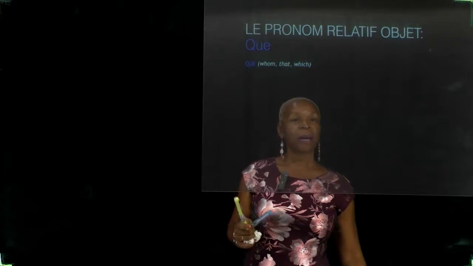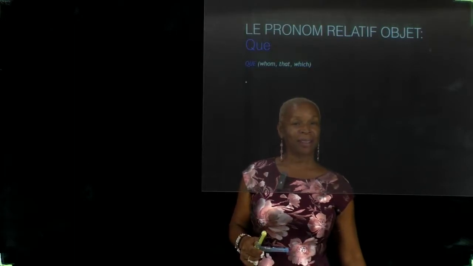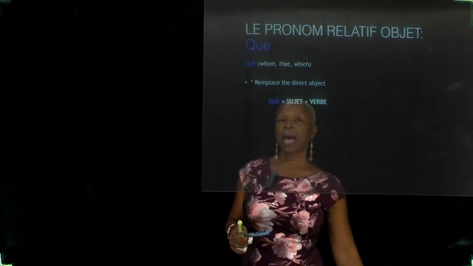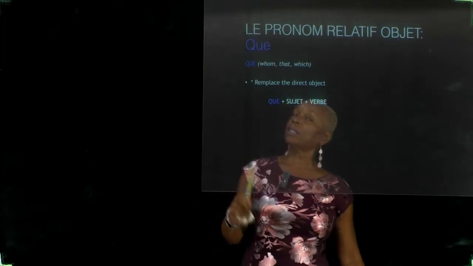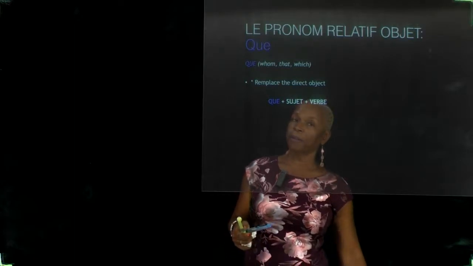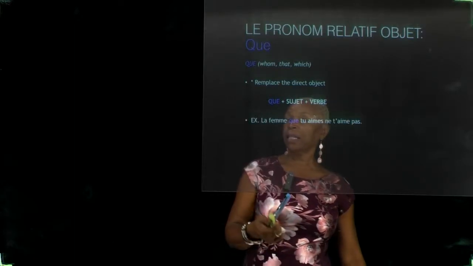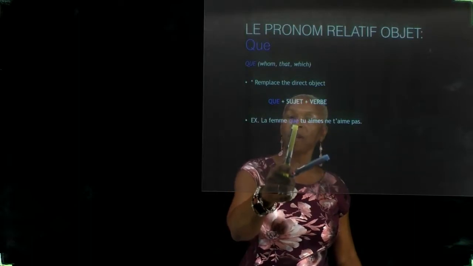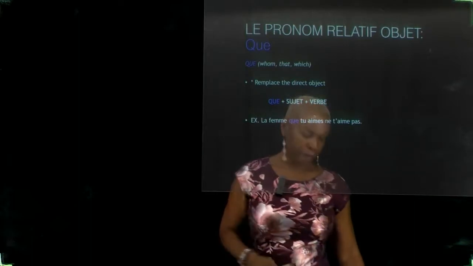Okay? But que is followed by a subject. Okay? And the subject is followed by a verb. So you usually have que plus the subject plus a verb. N'est-ce pas? Look at this example. La femme que tu aimes ne t'aime pas. Que followed by a subject and followed by a verb.